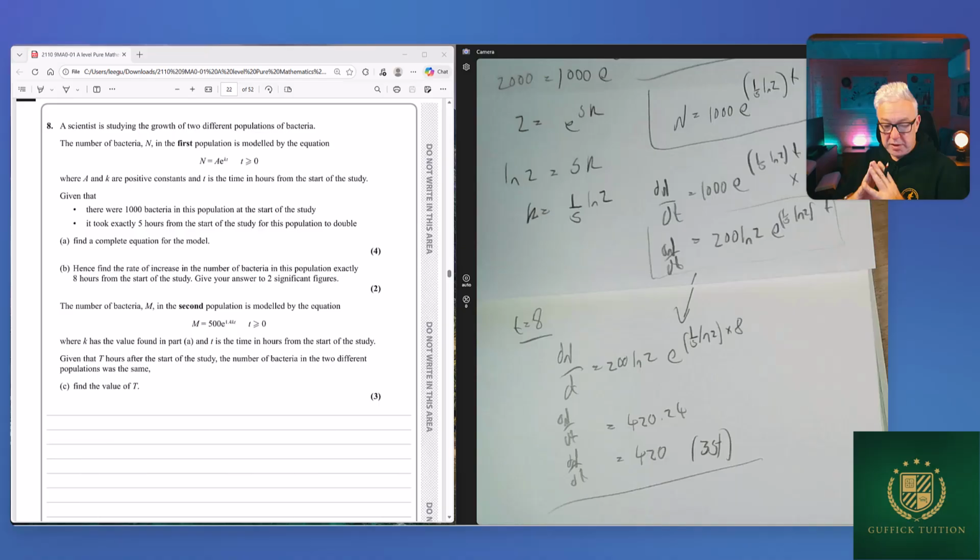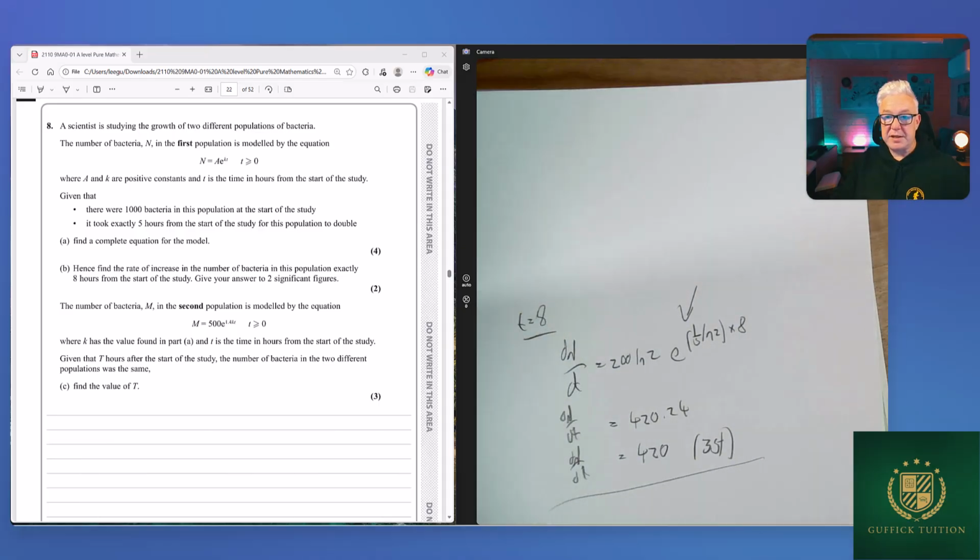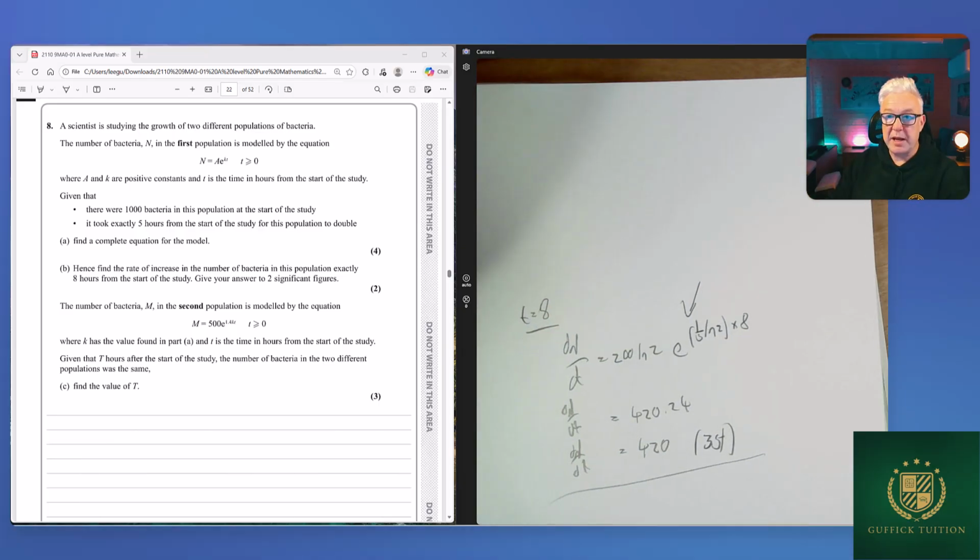Good. Now let's see what's going on with parts. That's part A and part B done, so that's 6 marks. Now let's see what's next.